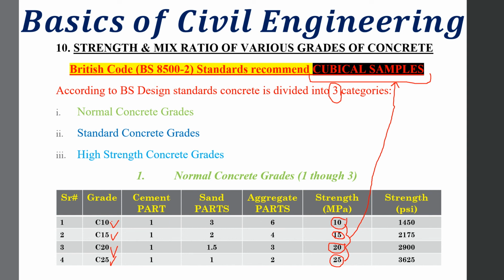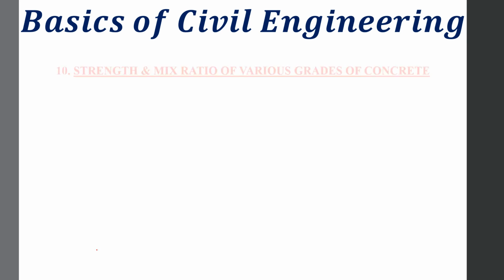So for C10, you will have to prepare a mix of concrete by adding 1 part of cement, 3 parts of sand, and 6 parts of aggregate, and you will prepare a mixture. You will prepare 6 by 6 by 6 cubes. You will test them in the lab, and if they give at least a strength of 10 megapascals, then you will name this concrete as C10 grade concrete according to British code. Same for C15, C20, and C25.